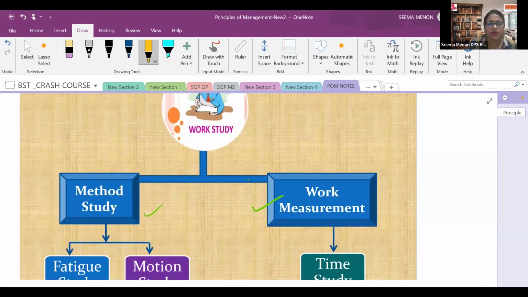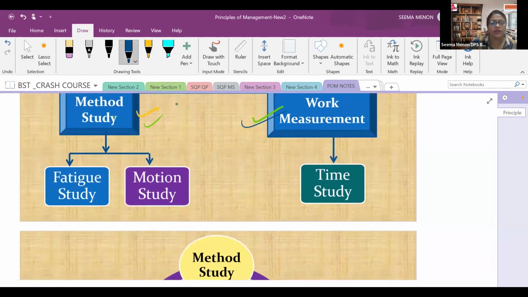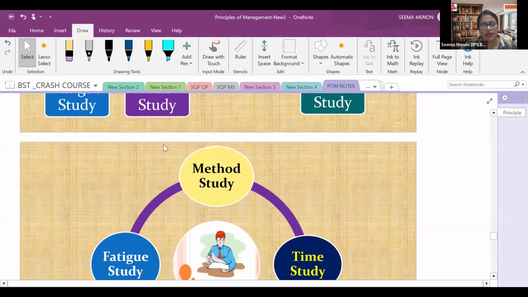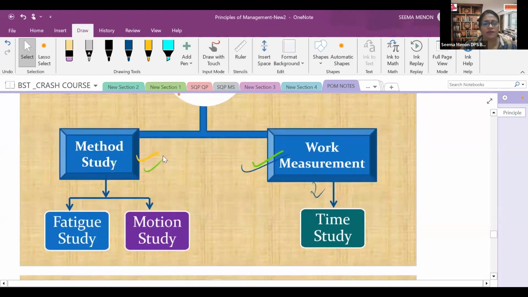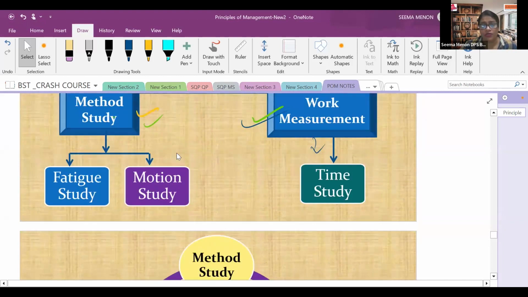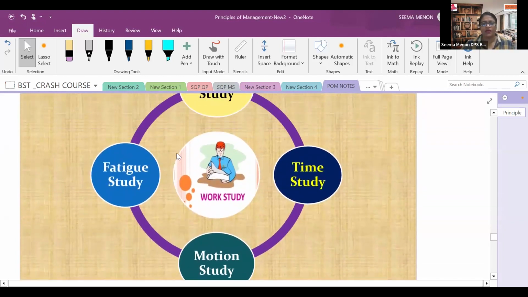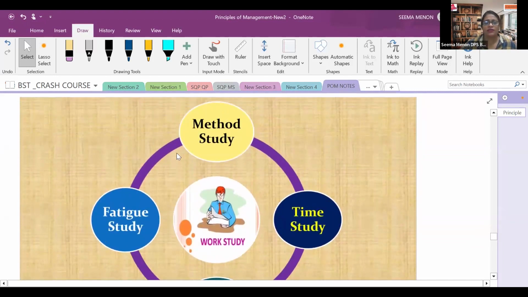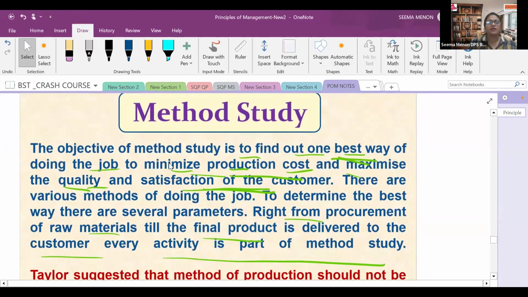It consists of 2 things mainly, method study and work measurement. Now, what is method study? It comprises fatigue study and motion study, and work measurement deals with time study. Let's discuss one by one again. Method study, as I discussed above, covers fatigue study and motion study. Again, there are 4 segments of work study: method study, time study, motion study, and fatigue study. Let's see what method study is.